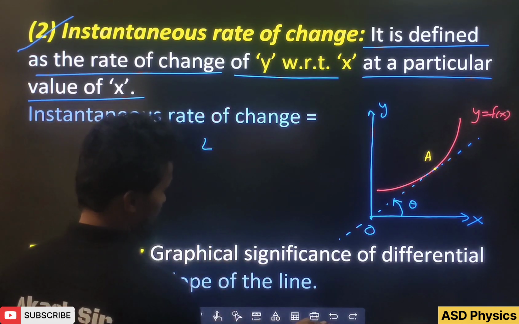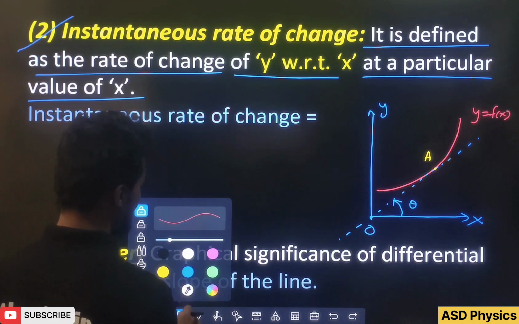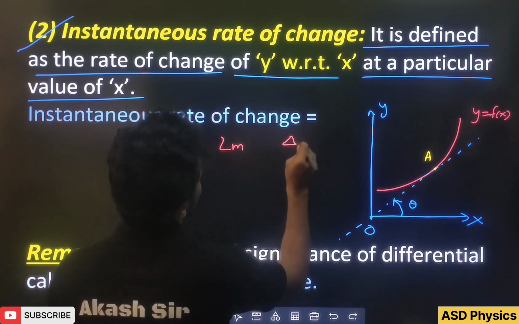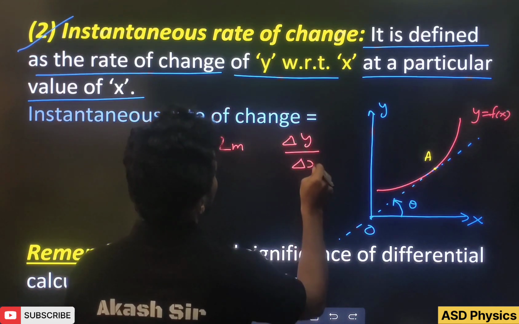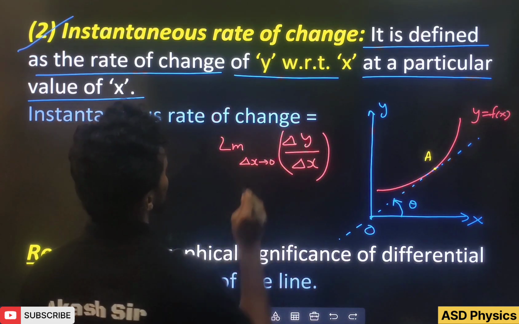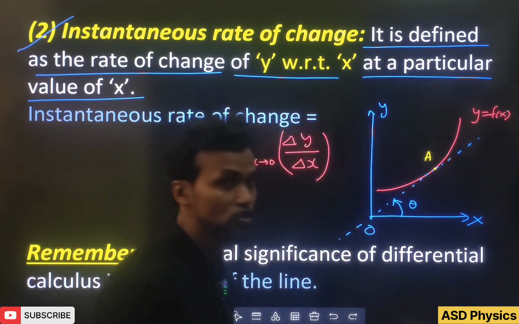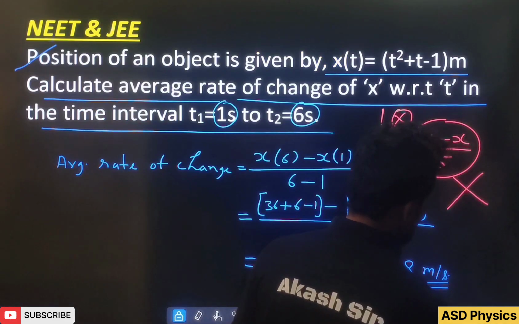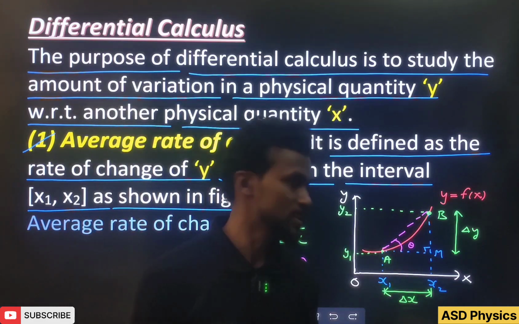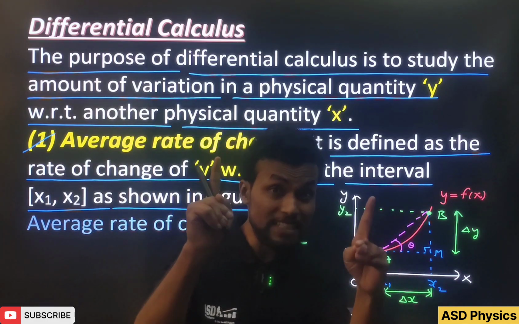Remember that here. Let me change the color here because blue is already used. So it is given by this limit. First let me write here delta y by delta x, and here the limit delta x tends to 0. Why am I saying delta x tends to 0? Let me go back a little to explain. Here how many points are there? Two points, A and B.